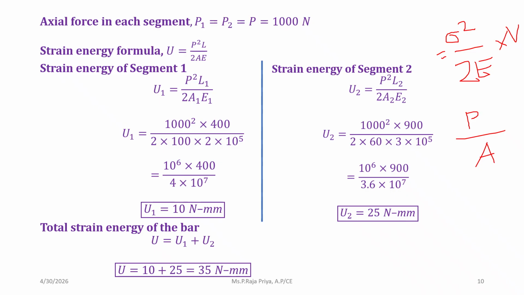What will be the total strain energy? You add both U1 and U2. This will be the total strain energy stored in the bar. In the problem, they have asked for the total strain energy of the bar, so you have to add the strain energies you have calculated for both the segments. Here it is 35 Newton mm.